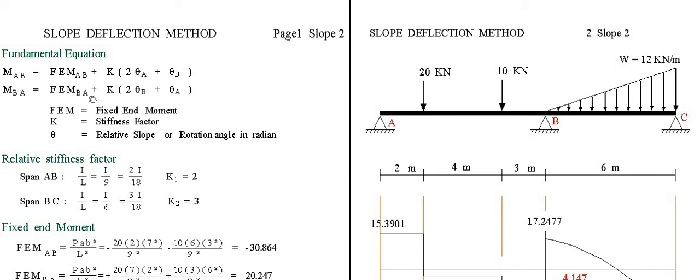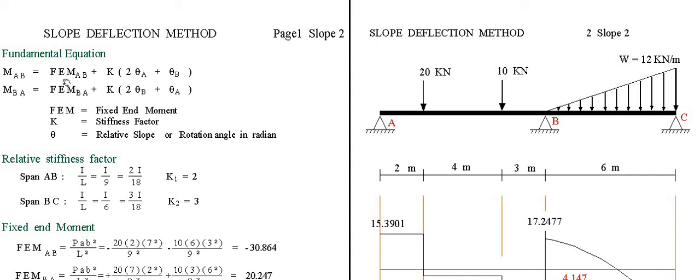They are almost similar. We just follow the subscript: A the first one, B the second one, twice theta A on the first. Here the subscript is B first, then A.